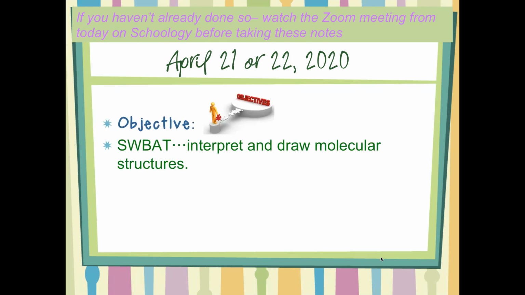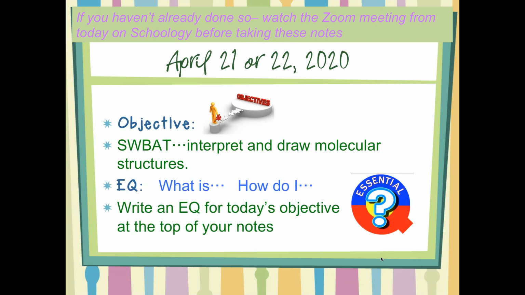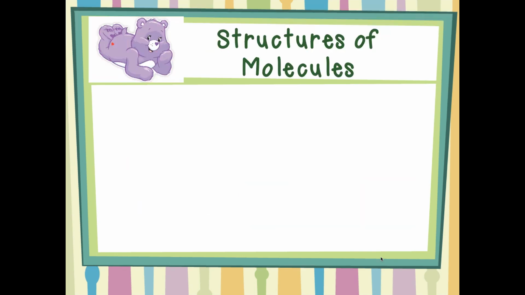Our objective today is for you to be able to interpret and draw molecular structures. Go ahead and turn that into your EQ for today so that you have an idea of what you should be able to answer by the time you are done with this video lecture. The reason I want you to be able to draw and interpret structures is because as a chemist, knowing what a compound looks like in terms of how the atoms are organized helps us understand a little bit more about that compound, and that's what we want to be able to do.